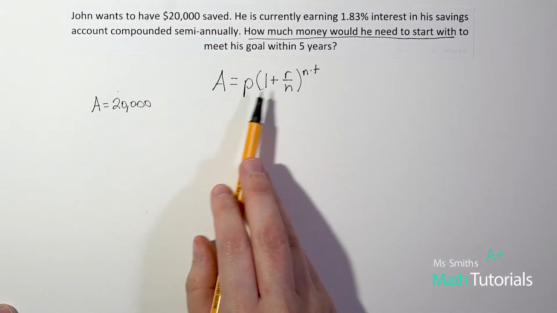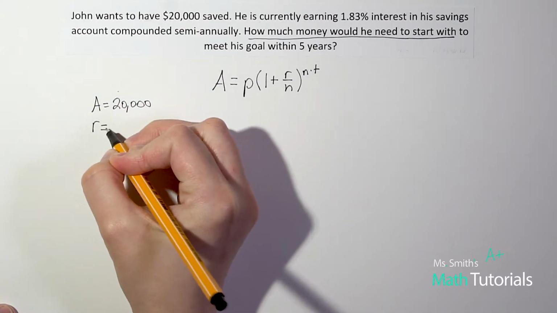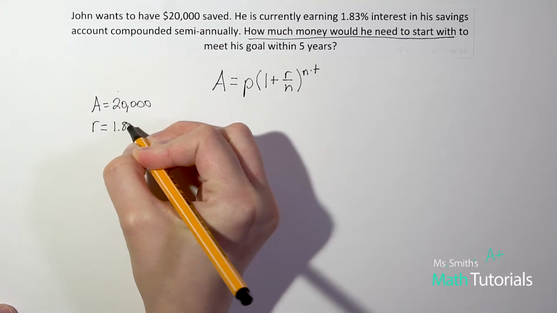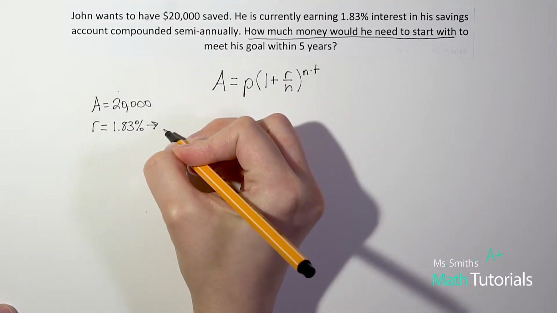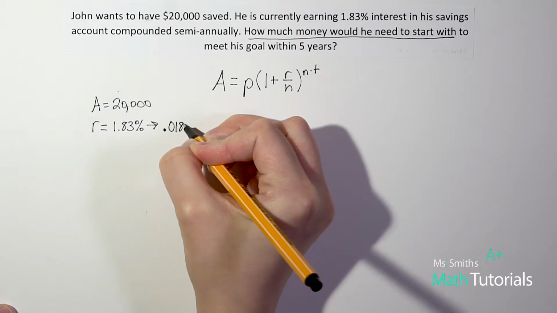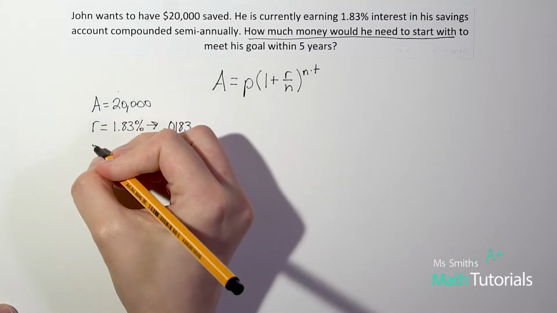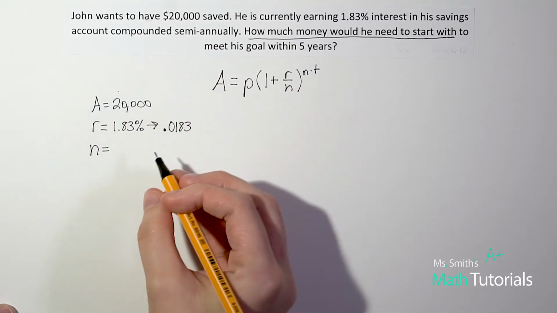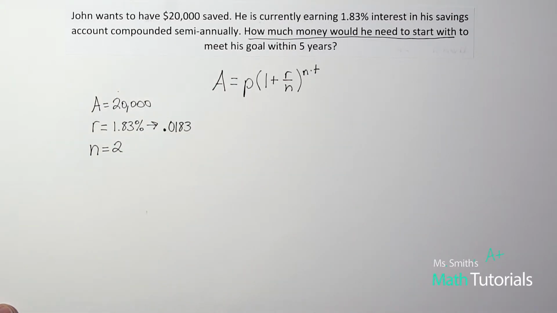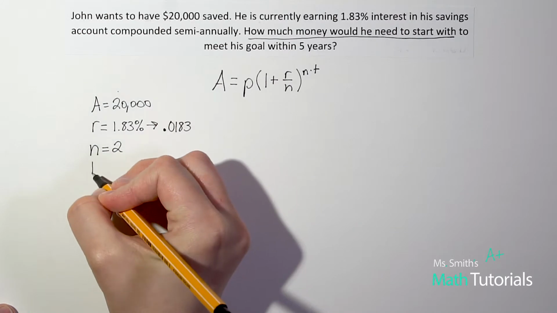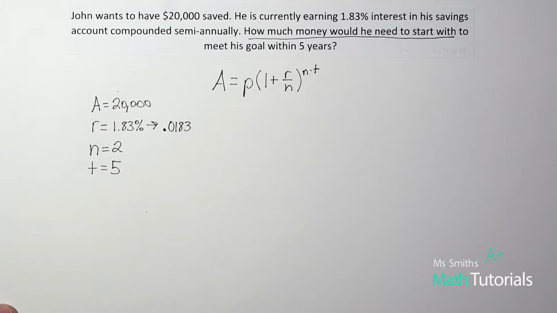So let's go ahead and continue with the other values that we do know. So R, remember that's our percent. So that's 1.83%, but I don't want a percent. I want a decimal, right? So 0.0183. And our N says that it is compounded semi-annually and would be 2. It means it's happening twice in 1 year. And then our T would be 5 years, right? And that our time, he wants to meet his goal within 5 years.